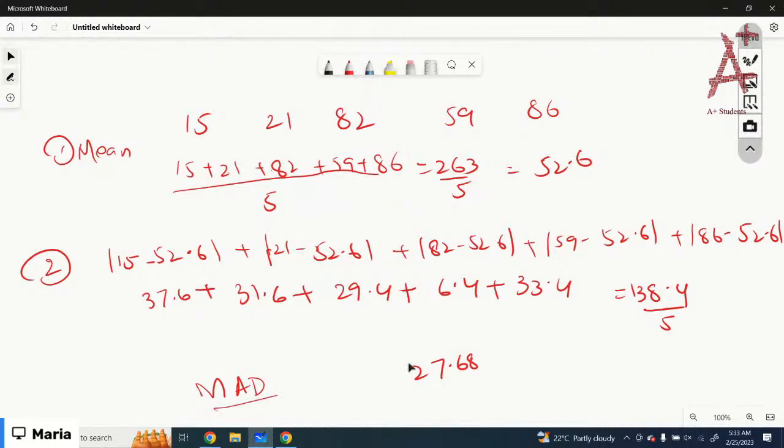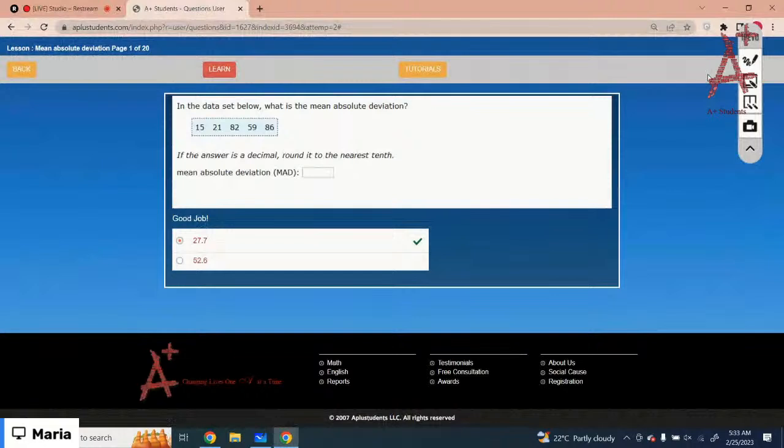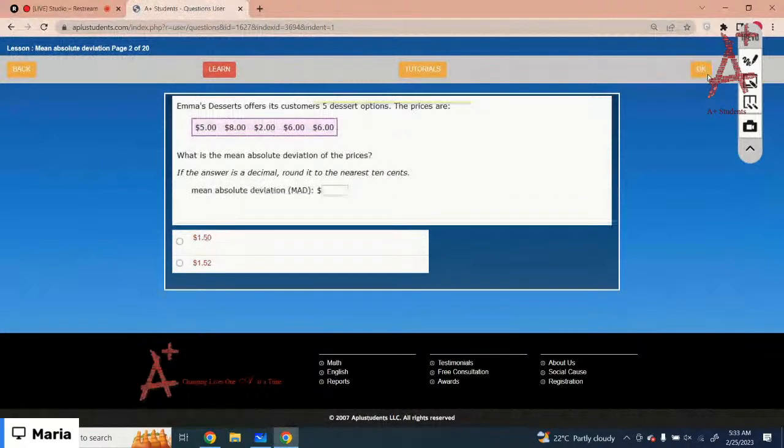Got it? That is 27.7. You can round them off. It is 27.7. Got it? Okay, let's move on to the next one.